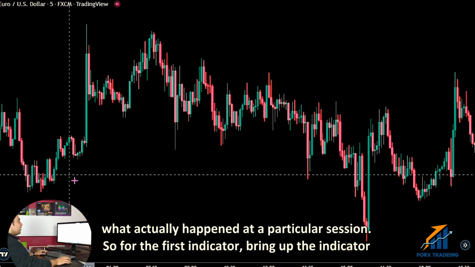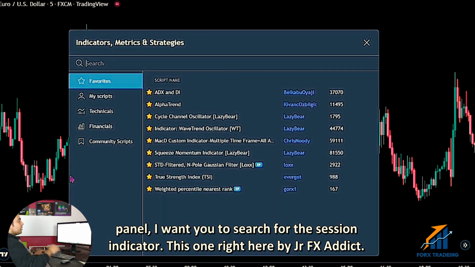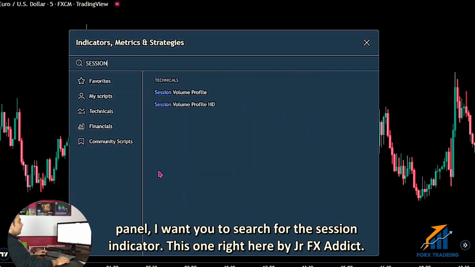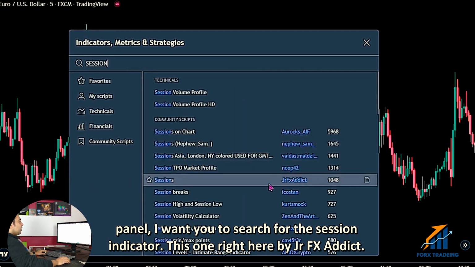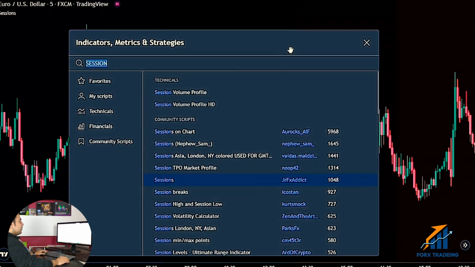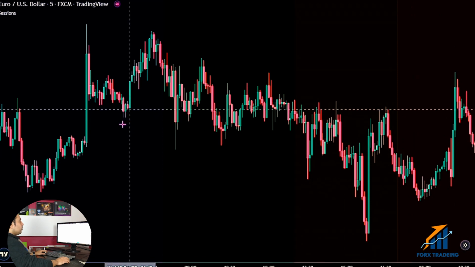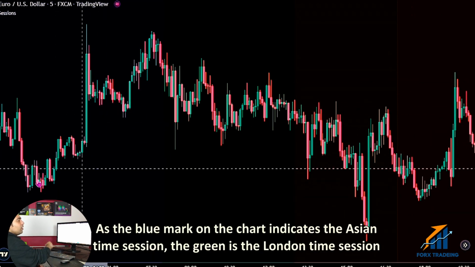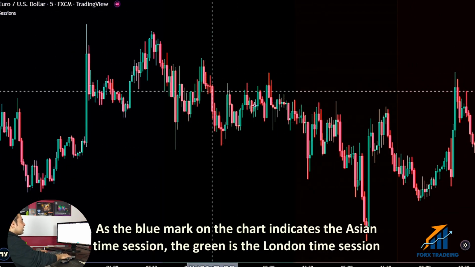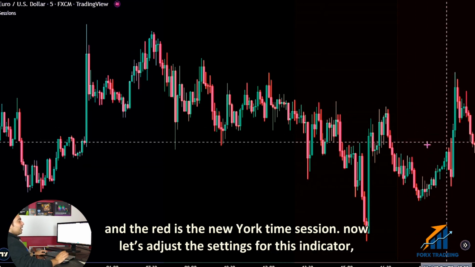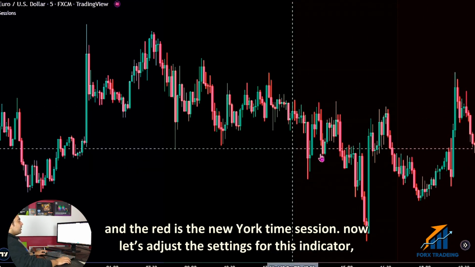This indicator shows the different time zones in the market. The blue mark on the chart indicates the Asian time session, the green is the London time session and the red is the New York time session. Now let's adjust the settings for this indicator, as we will be using just the London and New York time session for this strategy. Now go ahead and bring up the settings panel.